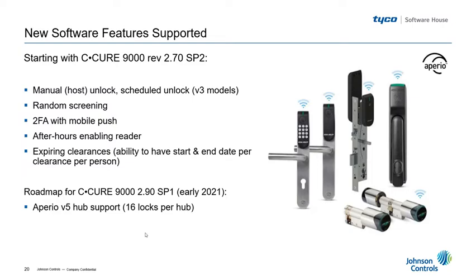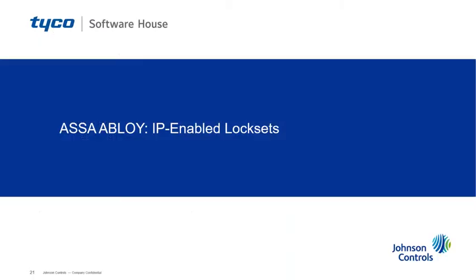ASSA has two separate lines, and they must have acquired two different companies over the years and kept them. So one is Aperio, which is more of an online, direct to iStar approach, and the DSR is what we use for the IP ASSA locks. Okay, so that's it for Aperio. Again, a great lock portfolio.